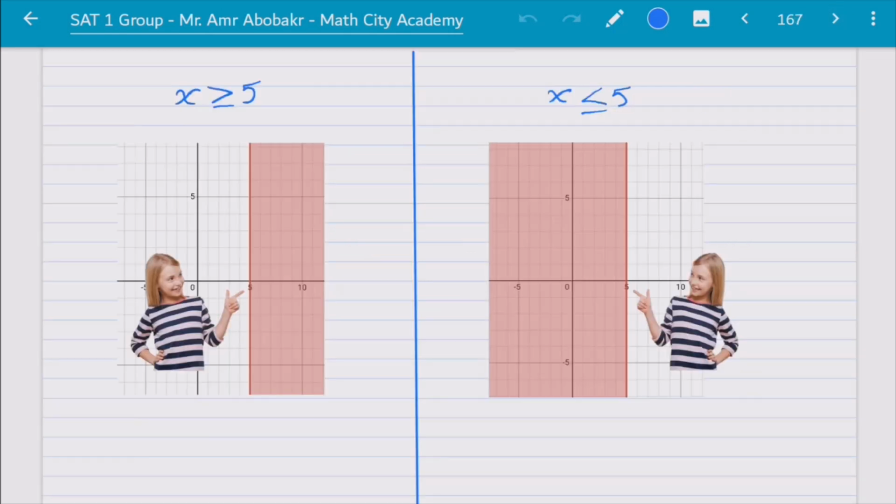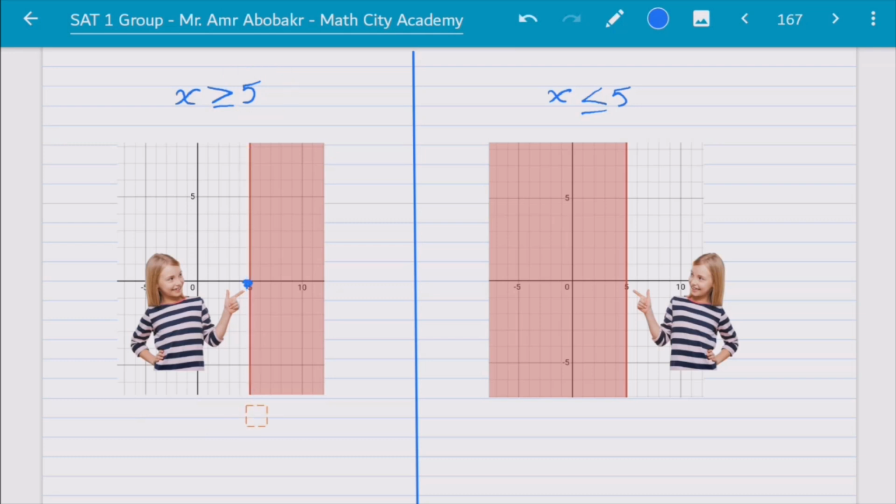Some examples of inequalities and how to graph them. This is x greater than or equal to 5. How can we graph it? If he asks you x equals, x greater than, x smaller than, and so on, this is represented by a line. This is just one variable. If x equals any number, I'll draw a line parallel to the y-axis, from 5. From 5 here, I'll draw a line like this.